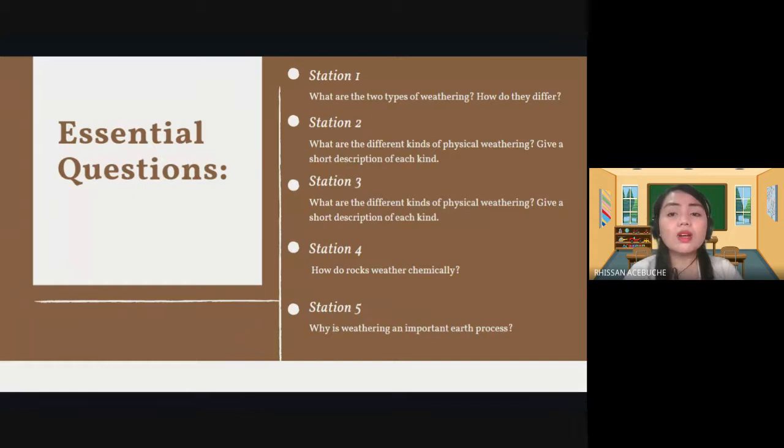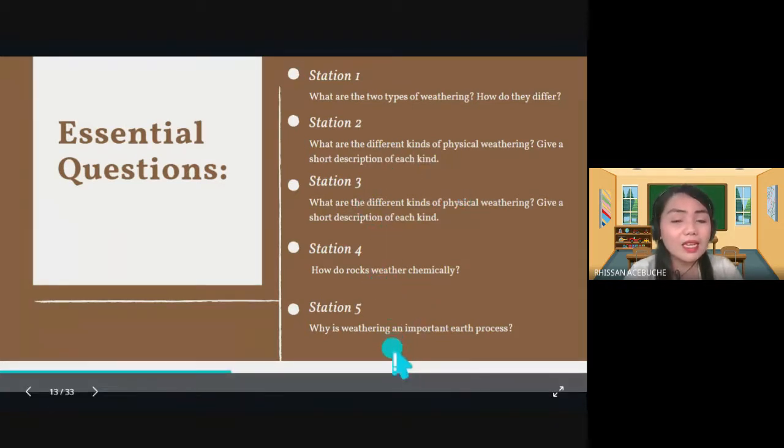First, what are the two types of weathering? How do they differ? What are the different kinds of physical weathering? Give a short description for each kind. The same with group 3. Group 4, how do rocks weather chemically? And lastly, why is weathering an important earth process?